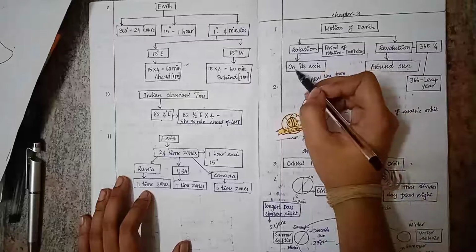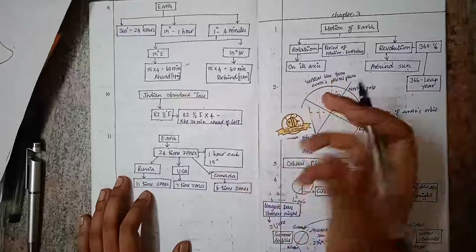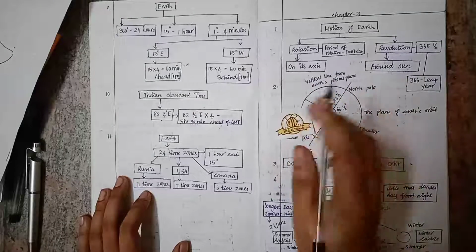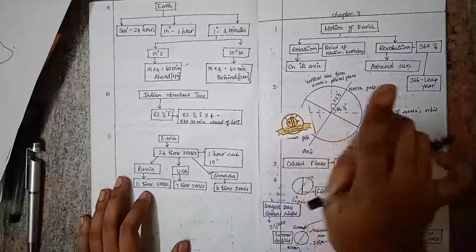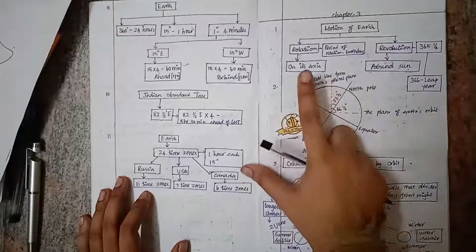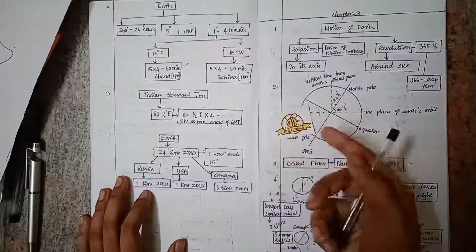Rotation is something which revolves on its axis. The period of rotation is one Earth day. So to rotate itself, it takes 1 day, which means 24 hours, which is considered as the 1 day Earth day. It rotates on its axis, whereas revolution is nothing but it revolves around the sun, right? And that is called revolution.